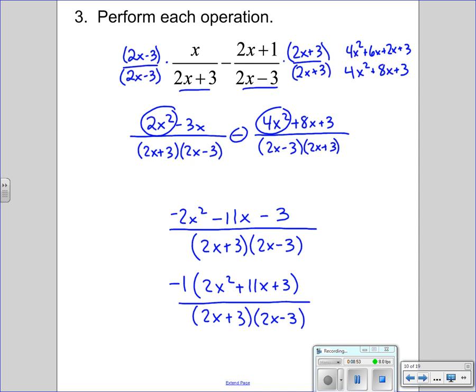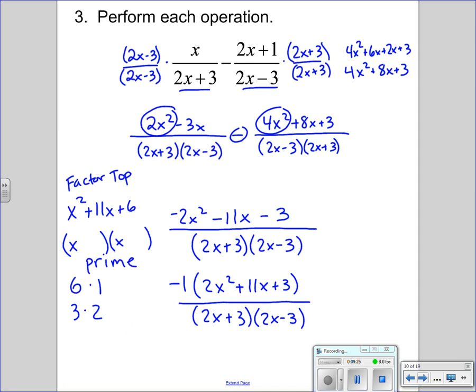So let's do a little bit of work on factoring the top. So I take the 2 and I multiply it to the last term. So I need something that's going to add to be 11, but multiply to be 6. 6 and 1, they add to be 7. 3 times 2 adds to be 5. So this is prime, or a fancy way of saying doesn't factor. Doesn't factor, let's leave the negative 1 out in front. So that is our final answer.